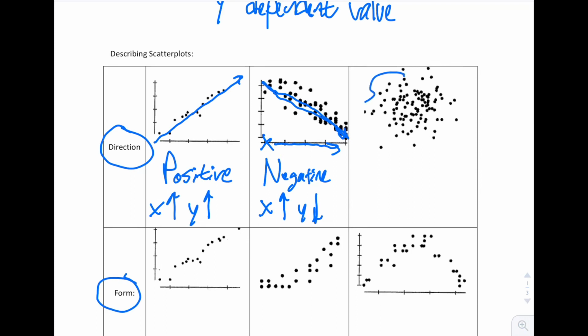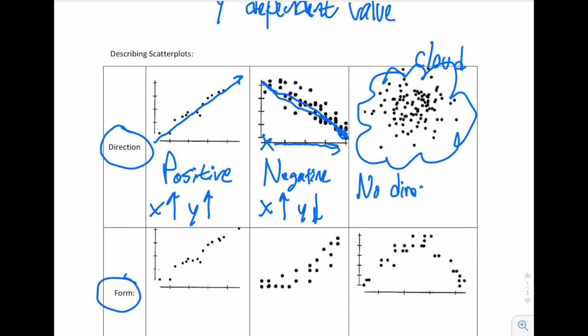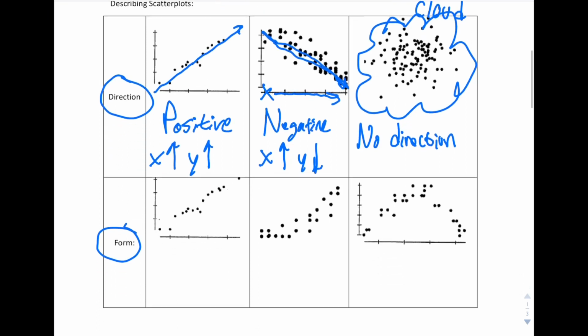Now, this last one over here, kind of weird. Scatter, no real association, it looks like. We can call this a cloud or a cluster of points. And we say this just has no direction. It's really hard to actually tell, is there any association, whether positive or negative, between those two variables. So that's direction. Direction: positive, negative, or no direction.